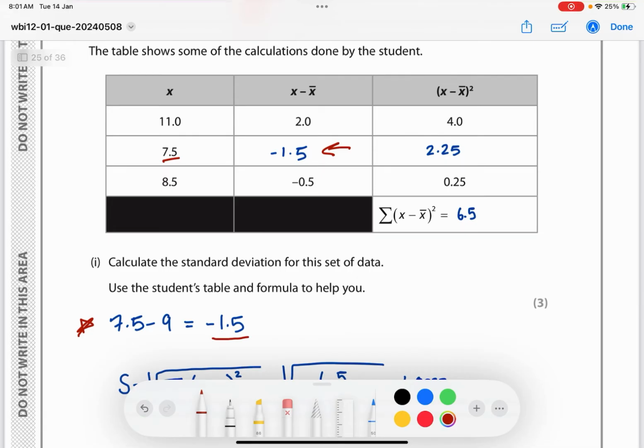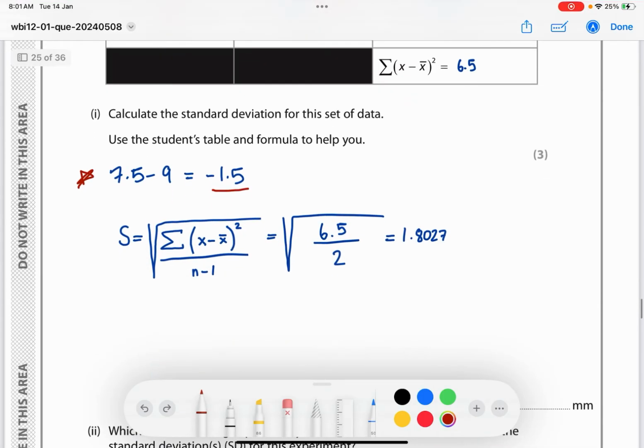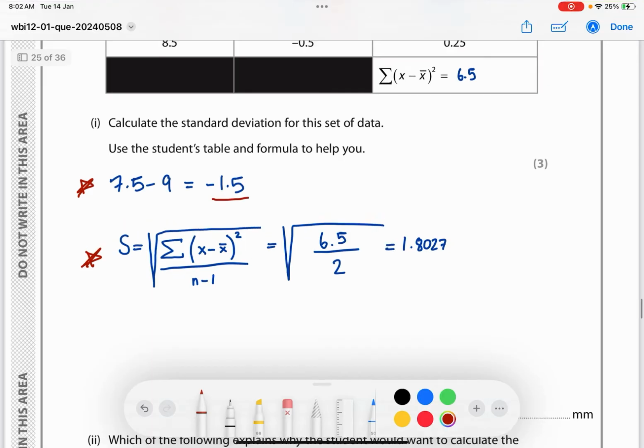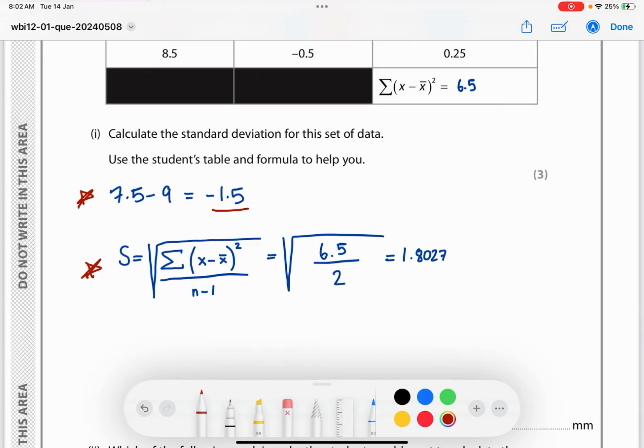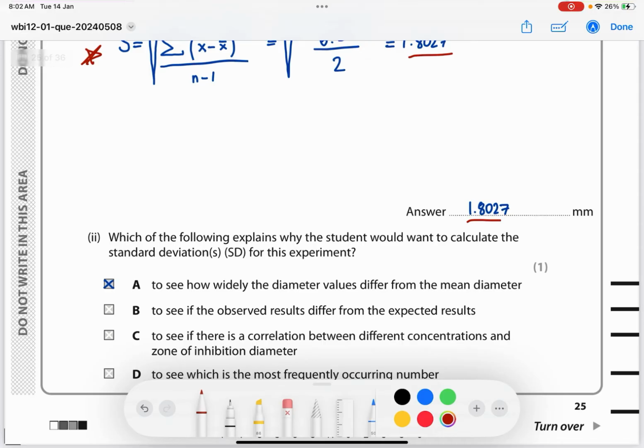And then we just have to square this value. So we get 2.25. And then we find the sum of the x minus mean of x squared. We just add all of these up and we get 6.5. Okay. And then we just use it in the formula. So s is equal to the square root of the sum divided by n minus 1. So 6.5 divided by 2, which equals 1.8027. That's the answer over here.